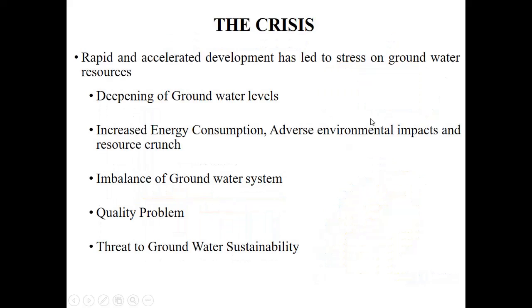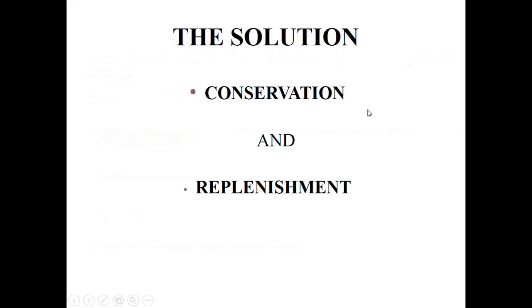The crisis: rapid and accelerated development has led to stress on groundwater resources. Deepening of the groundwater levels, increased energy consumption, adverse environmental impacts and resource crunch, imbalance of the groundwater system, quality problems, and threat to groundwater sustainability. These led to the crisis of groundwater. Then what is the solution? So conservation and replenishment are the main types of solutions for this problem.